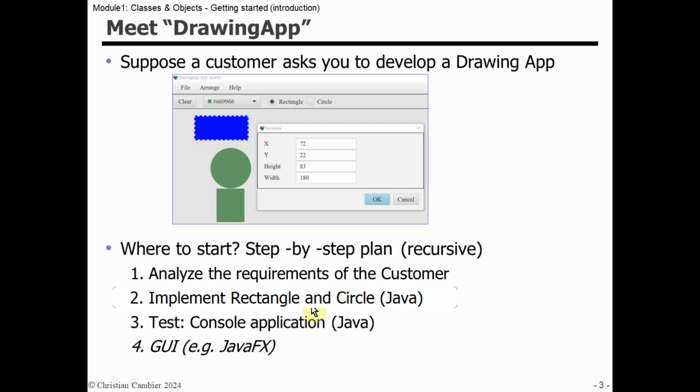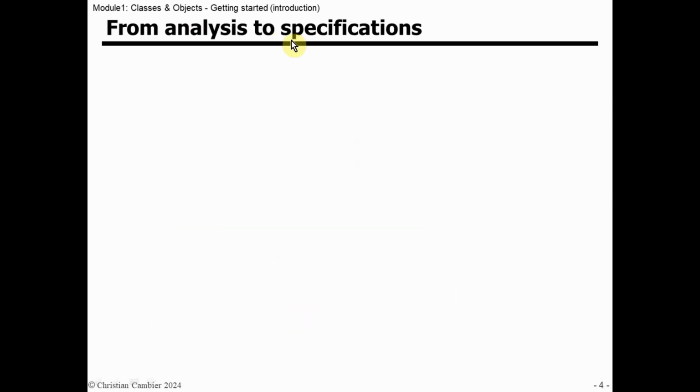So let's start with point 1, the analysis. From analysis to specifications. Now, because I don't want to make this video too long, I'll perform the actual analysis in the other Getting Started video, analysis of Drawing App. But I'll use the end results, the outcome of the analysis, as a starting point in this slide. When we perform the analysis of the customer requirements, we come up with the following definitions for rectangle and circles.